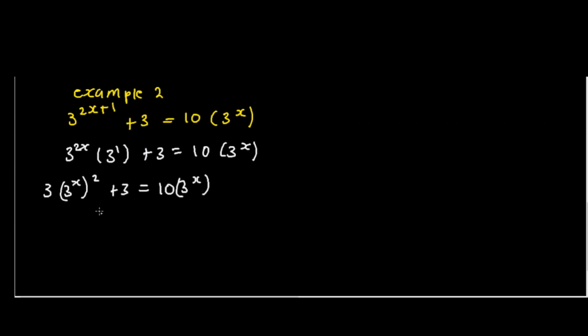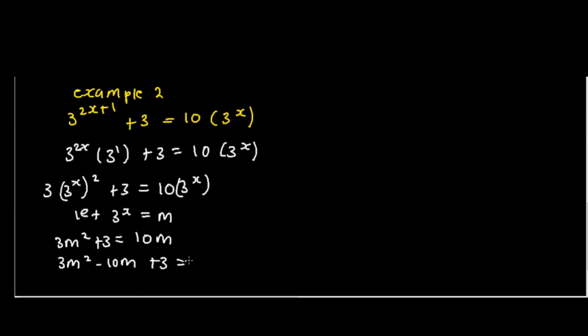So again we can say that let 3 to power x equal to any unknown, like we can say still m. So we shall have 3m squared plus 3 being equal to 10m, and then we can rearrange this to get 3m squared minus 10m plus 3 equal to 0.